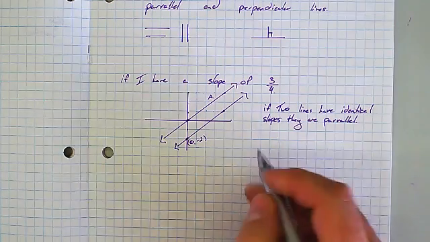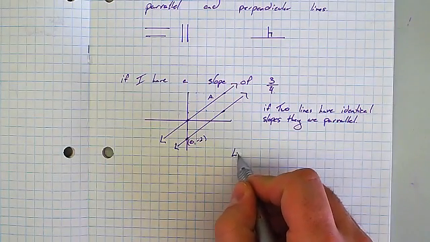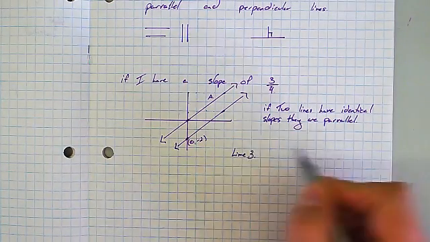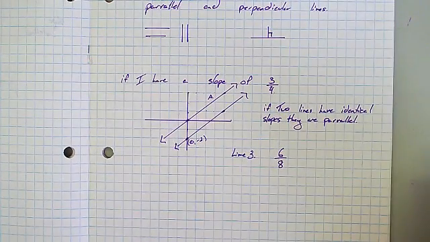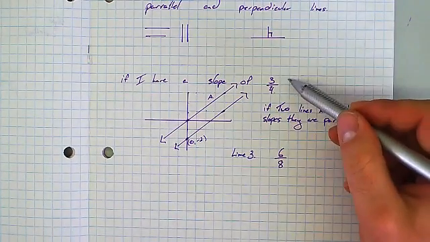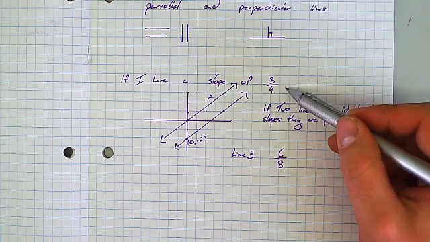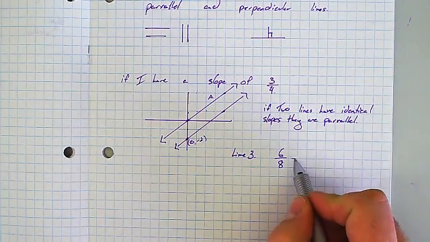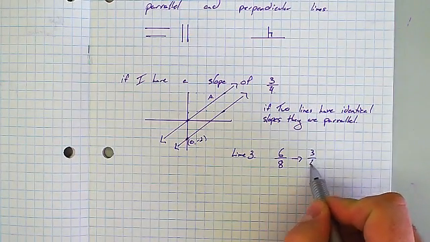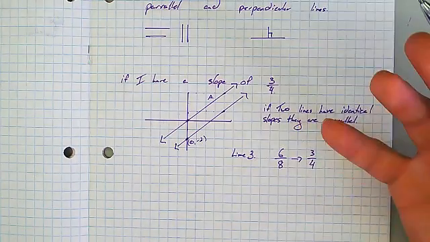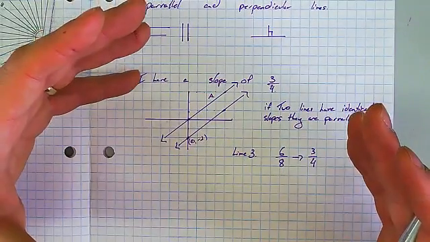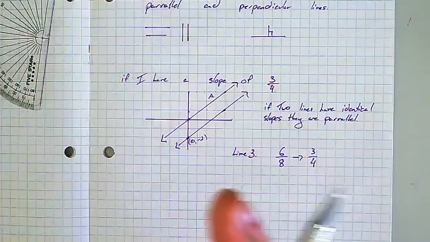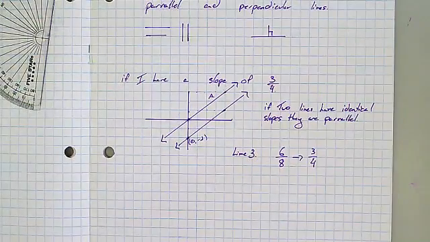If I have a third line, and my third line has a slope of 6 over 8, is it parallel to my first line? Why? Because 6 over 8 does reduce down to 3 over 4, which means it is the same slope. It is parallel. So please note that if the slopes are larger or even reduced, if it is the same fraction, they are still parallel.